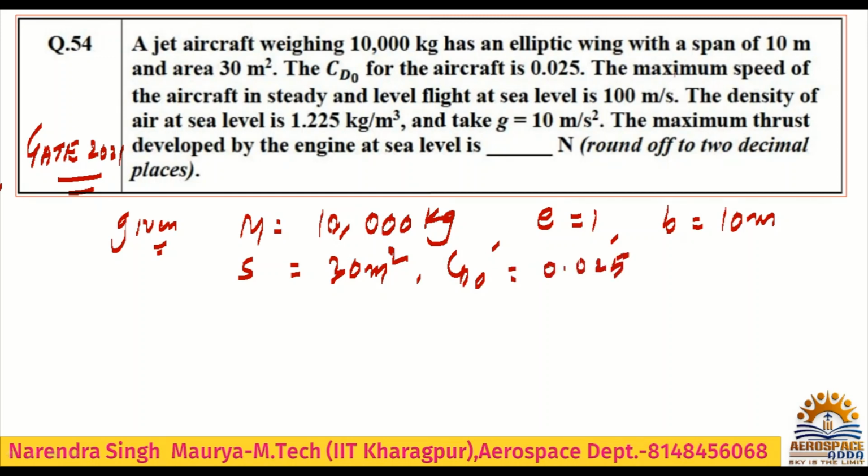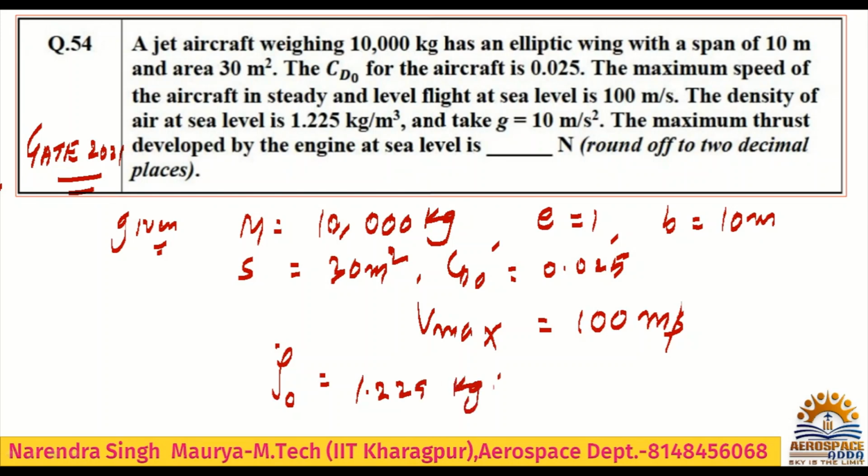0.025. The maximum speed of the aircraft in steady and level flight at sea level is given. Maximum speed they have given, V max 100 meters per second. This is the sea level maximum velocity. Density at sea level is also given, how much? Sea level, so it is 1.225 kg per meter cube, and take g, gravitational acceleration, 10 meter per second square. The maximum thrust developed by the engine at sea level they are asking.